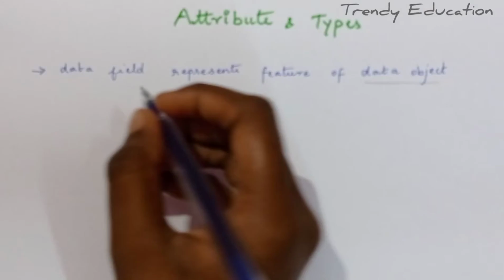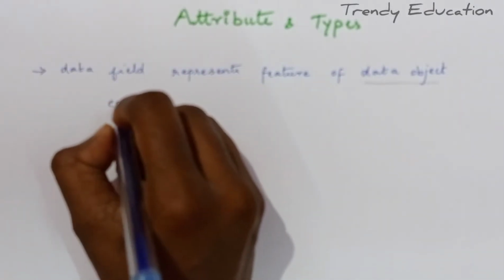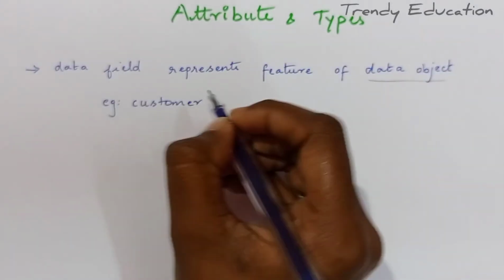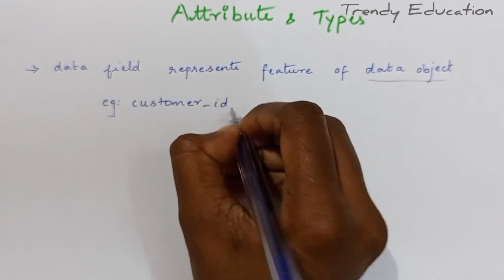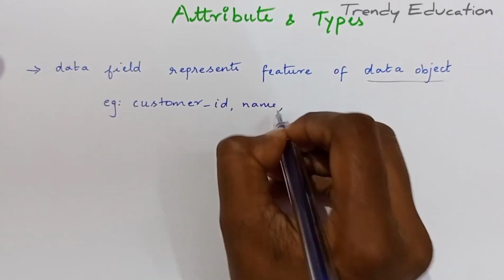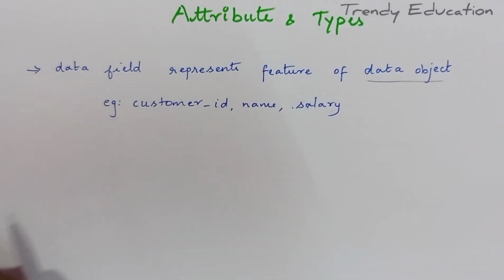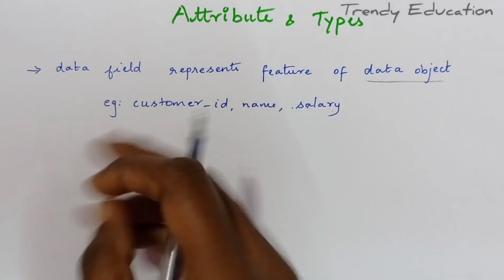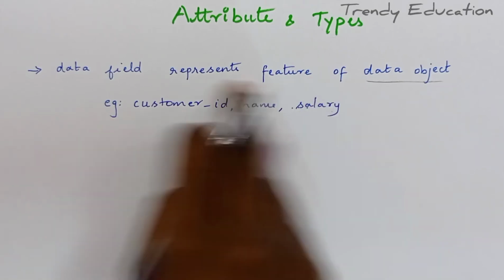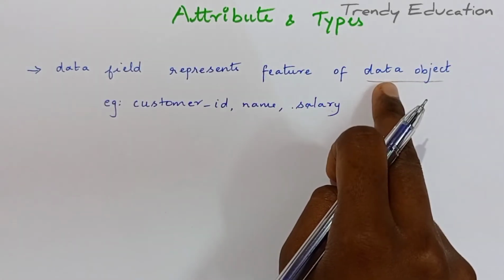I'm giving you an example for this attribute. For storing customer details, you need the customer id, the name of the customer, salary, and which department he or she belongs to. So these are the values which are stored in the data object.